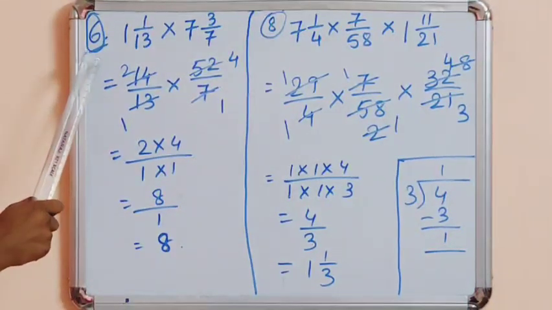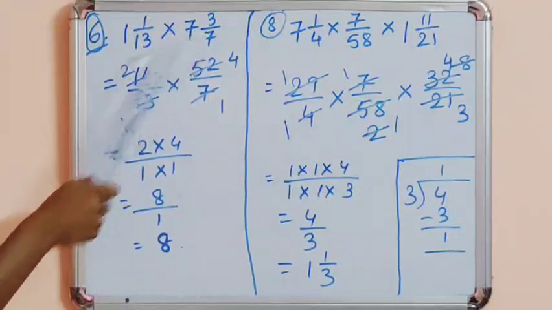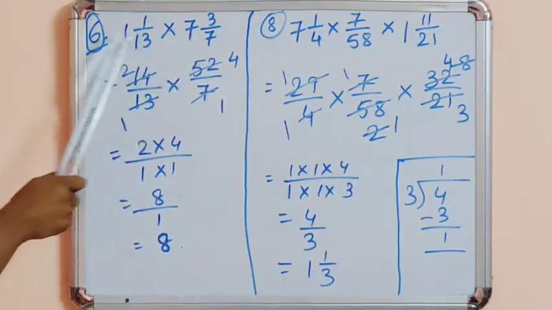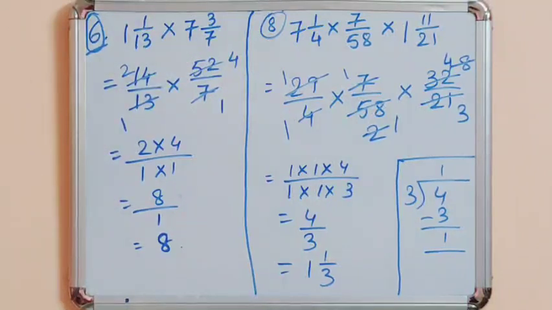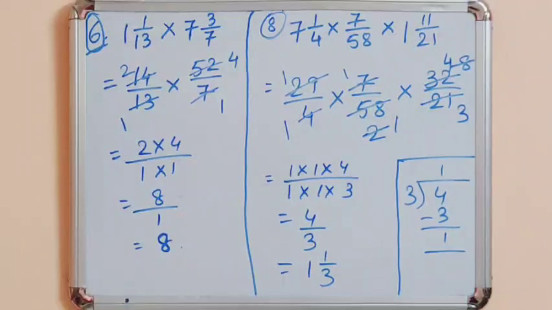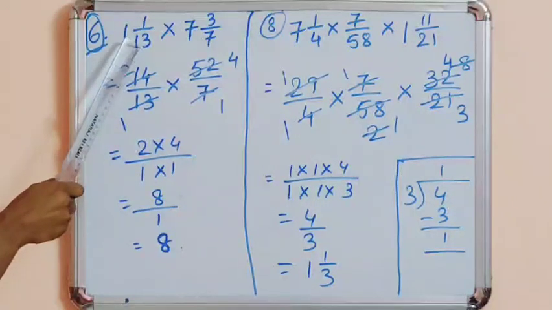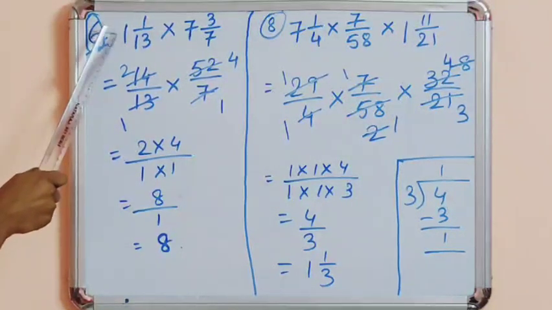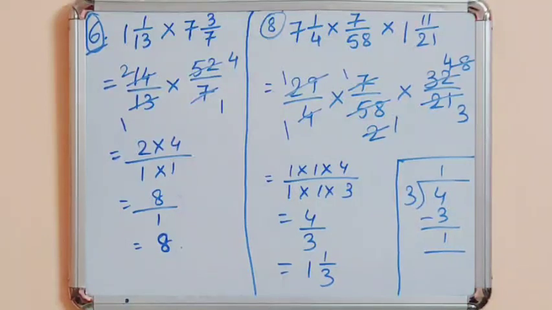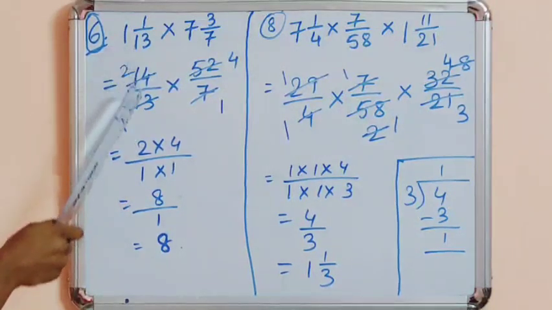Now look at question number 6. 1 1 by 13 into 7 3 by 7. So these two are mixed fractions. So the first step will be to convert these mixed fractions into improper fractions. How do we convert the mixed fraction into improper fraction? We have to multiply this denominator with the whole number part and then the product we have to add this with the numerator. That number will become our numerator and the denominator will remain the same.